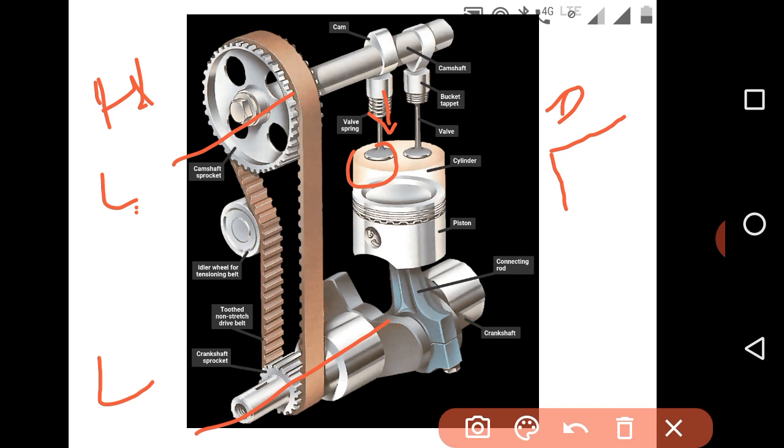When the speed is lower, the time of opening, so the time of dwelling, will be higher.